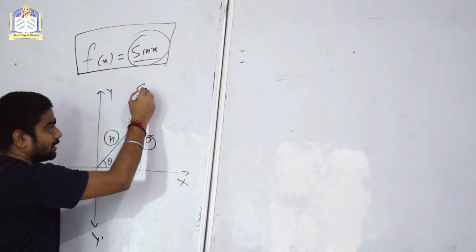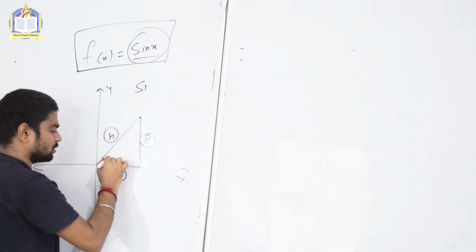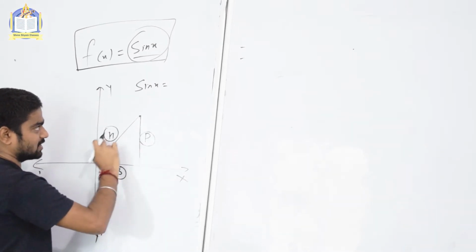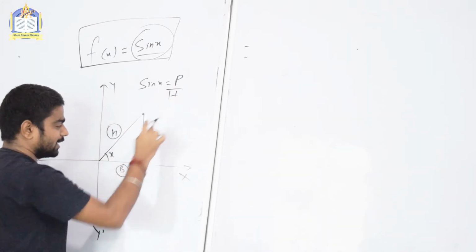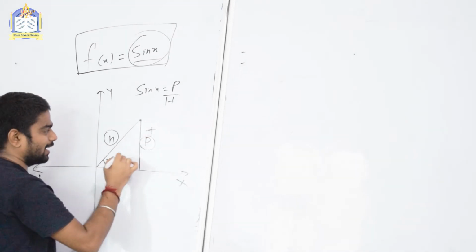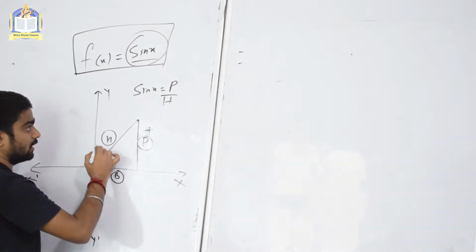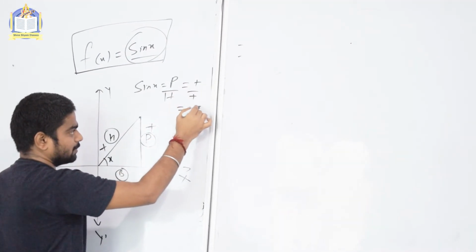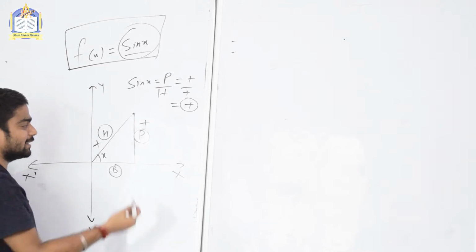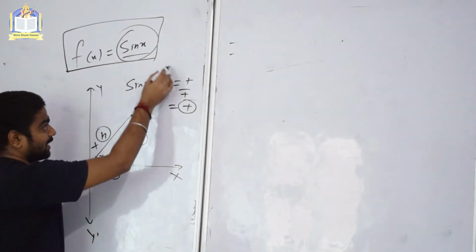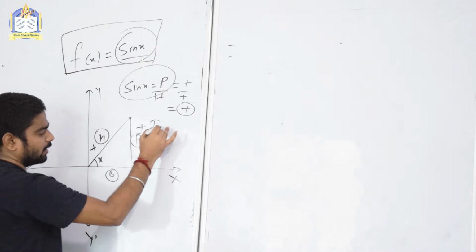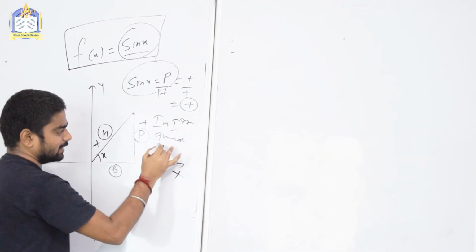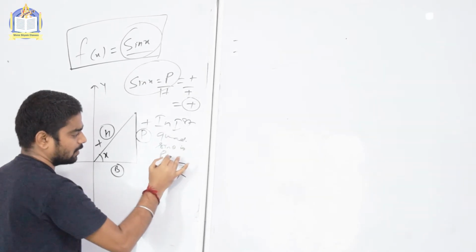So sin theta is nothing but, let this be angle x, okay? So sin x will be equal to p by h. So this is p and this is h. We know that in the first quadrant this is positive, and hypotenuse can never be negative, so this is also positive. Positive by positive gives a positive result. So in the first quadrant sin theta is positive.